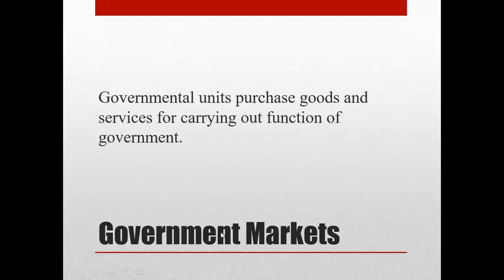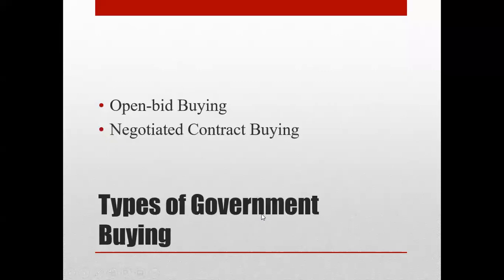Now, let's quickly look at government markets, because governments also make purchases. Government units purchase goods and services for carrying out the function of government. So what kind of goods and services do they buy? Things like paper, tar for roads, cement for building, and so on and so forth. So there are two types of government buying. Actually, there are three, but because your module says two, let's go with two.